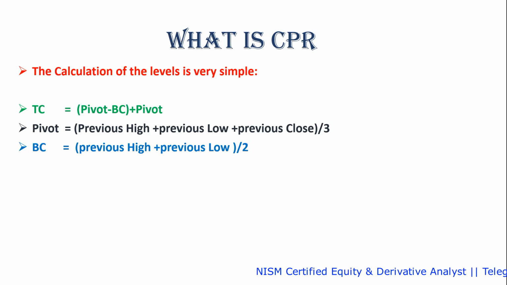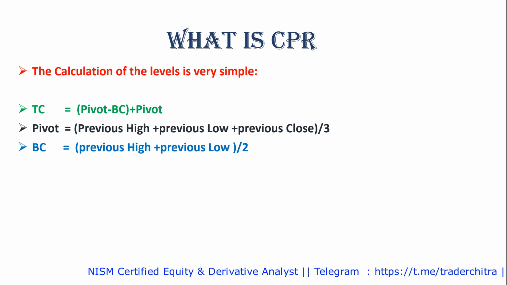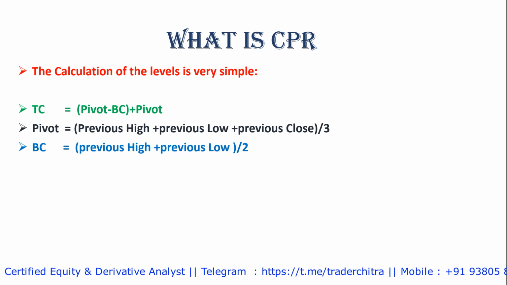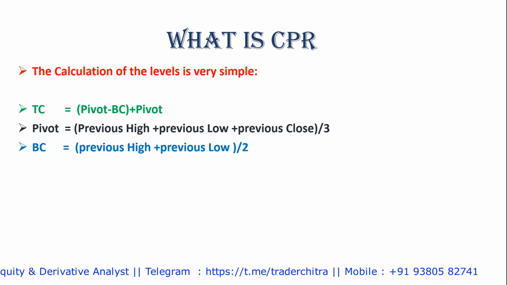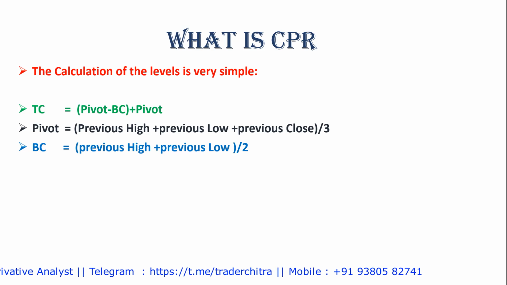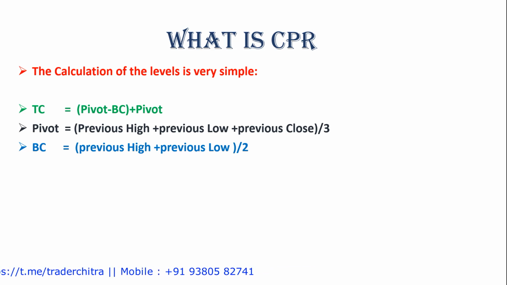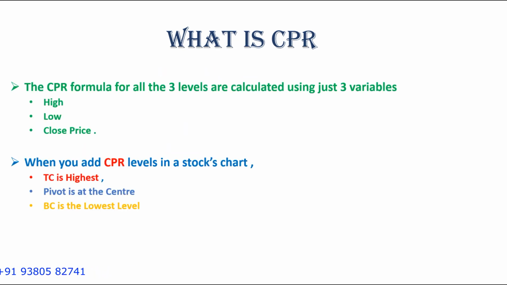Now we can see how this central pivot point is calculated. The calculations are very easy. First is the TC. TC is the top central level, equal to pivot minus BC plus pivot. Next is pivot. Pivot equals previous high plus previous low plus previous close, divided by 3. Next is BC, the bottom central level, equal to previous high plus previous low, divided by 2.